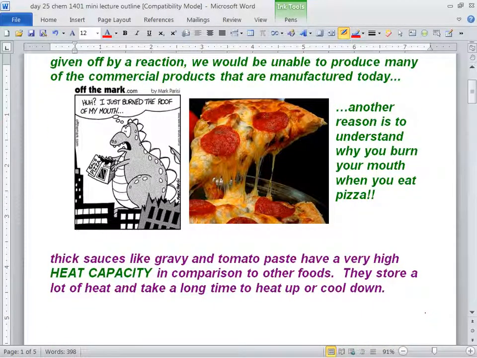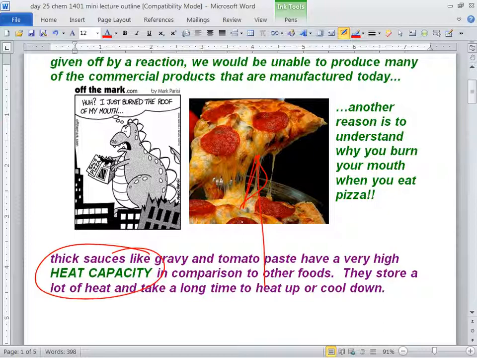So there's something that we're going to start talking about, and that's heat capacity. We've all eaten pizza, and if it's got a lot of tomato sauce, you have to blow on it. If it comes right out of the oven and you don't blow on it a lot, it ends up burning the top of your mouth every single time. Why? Because tomato sauce is really thick. It's got a very high heat capacity.